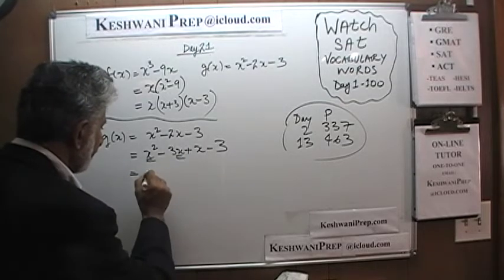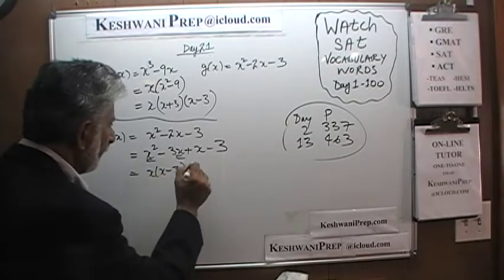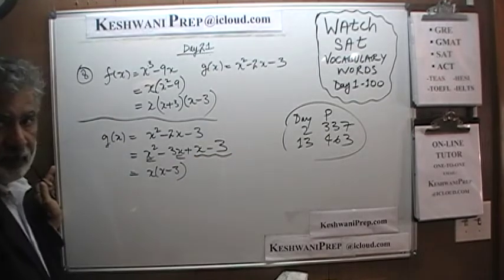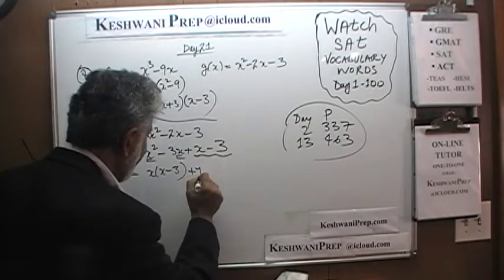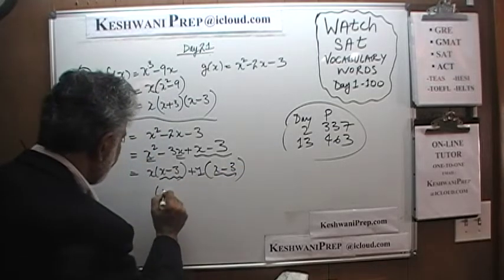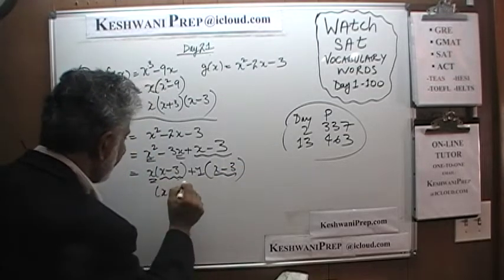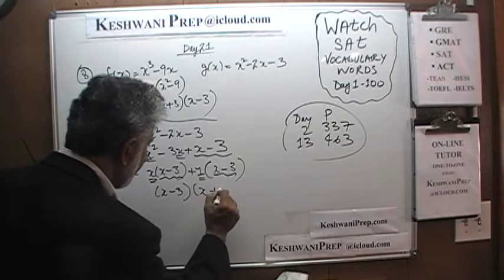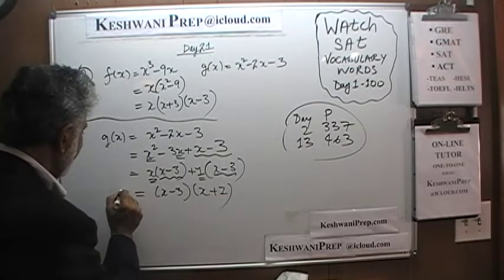These two have a common factor of x, and these two have nothing in common except positive 1. And now we can take out x minus 3 common, and here we are left with x, and here we are left with positive 1. And that is our g of x.